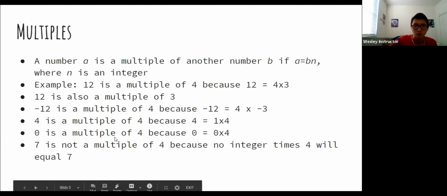0 is a multiple of 4, 4 is a multiple of 4, because if you divide these numbers by 4, you will all get an integer. And here's an example of something that is not a multiple of 4. You cannot divide 7 by 4 and get an integer.